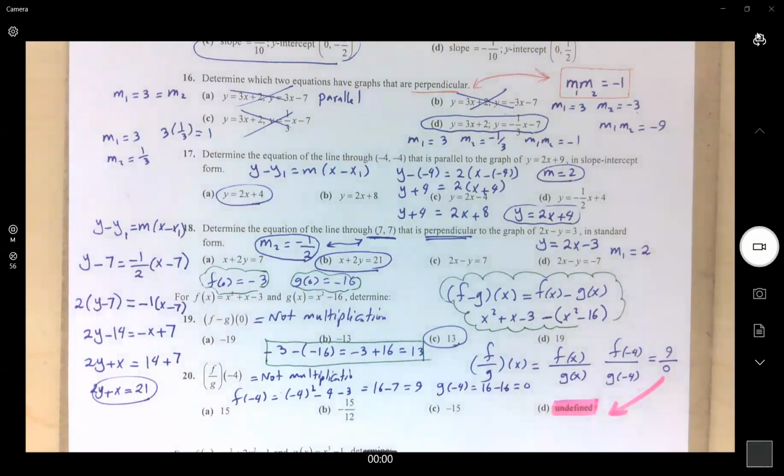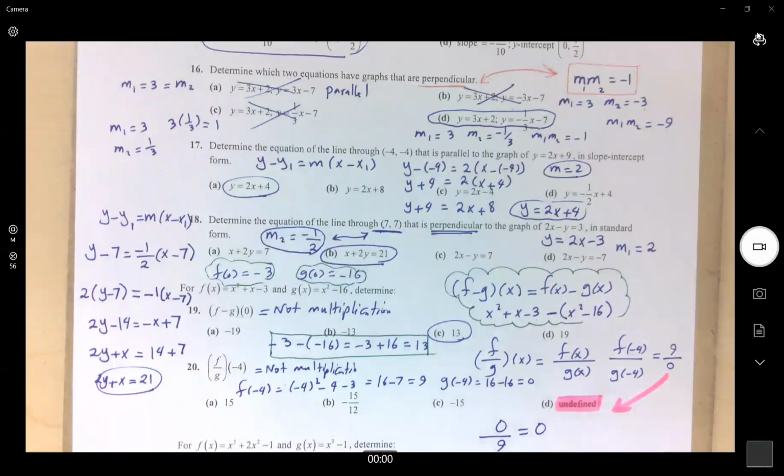If 0 is in the denominator, it's undefined. If 0 is in the numerator, it is 0. Do not confuse these cases. 0 over 9 is 0. But 9 over 0 is undefined. Know the difference between these two. 9 over 0 is always undefined. If 0 is in the numerator, the outcome is 0.